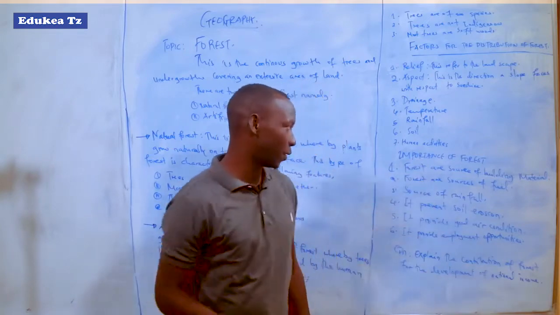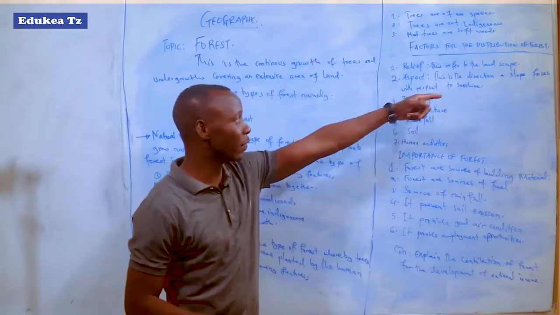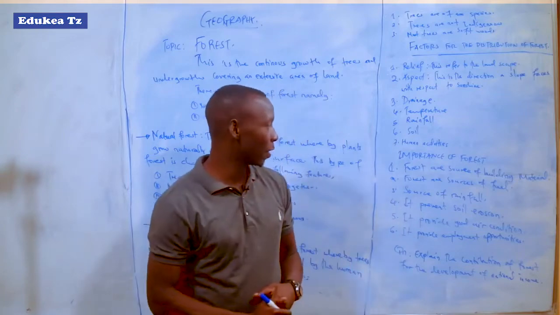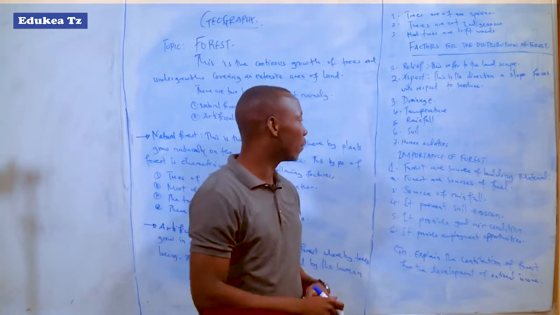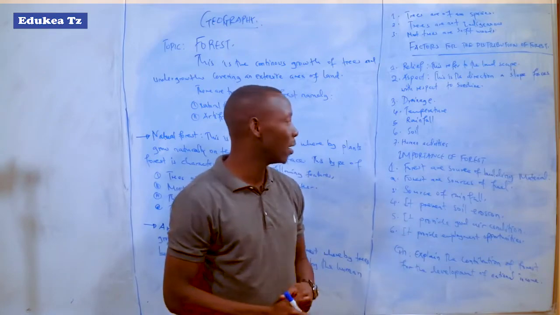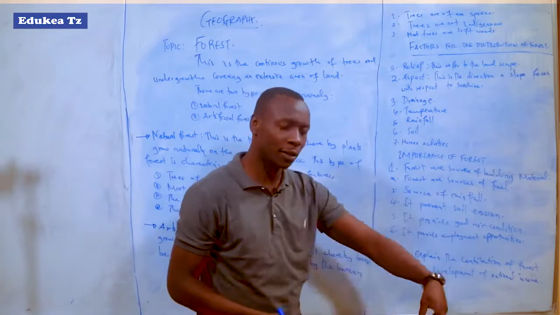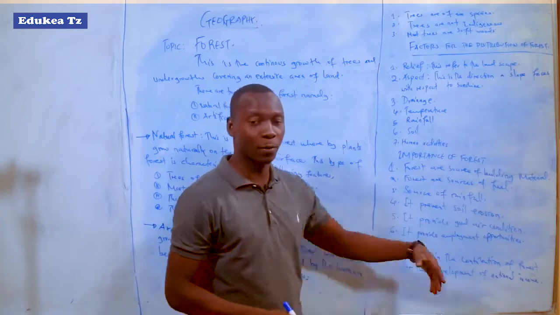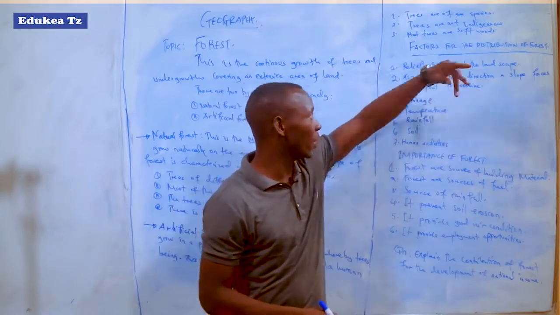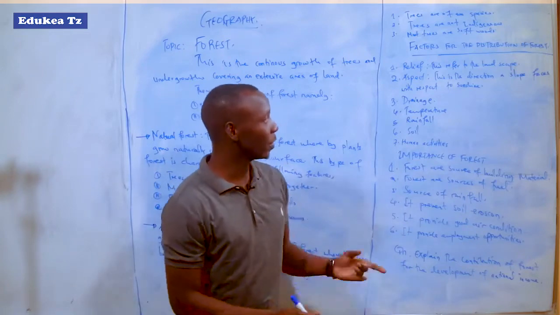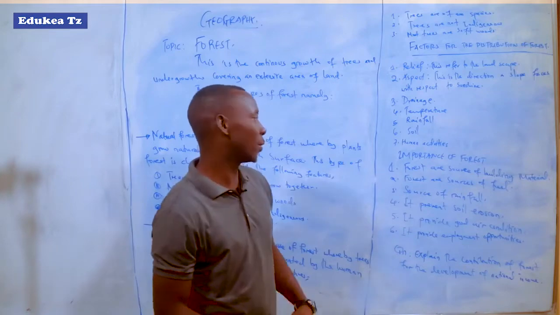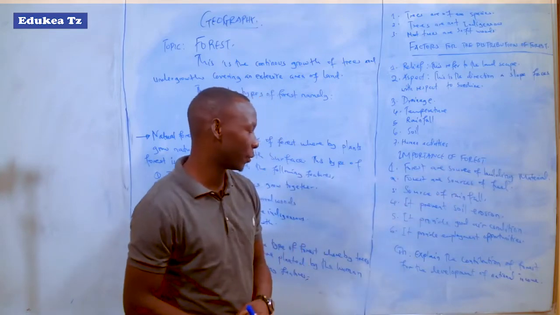Also, human activities may lead to the destruction of the forest. If there is the issue of cutting trees down, maybe for burning charcoal, for cutting wood, or for the creation of timber, this, without replacing, will lead to the disappearance of the forest. So that's why human activities will also cause the destruction of forest according to its nature. After looking at that, let us see the importance of forest, my dear students.